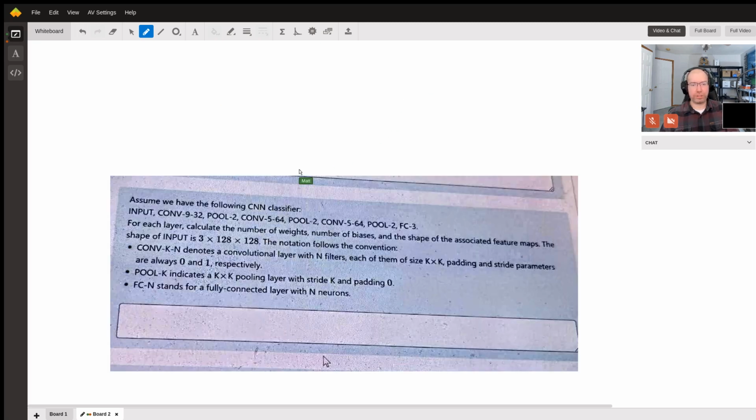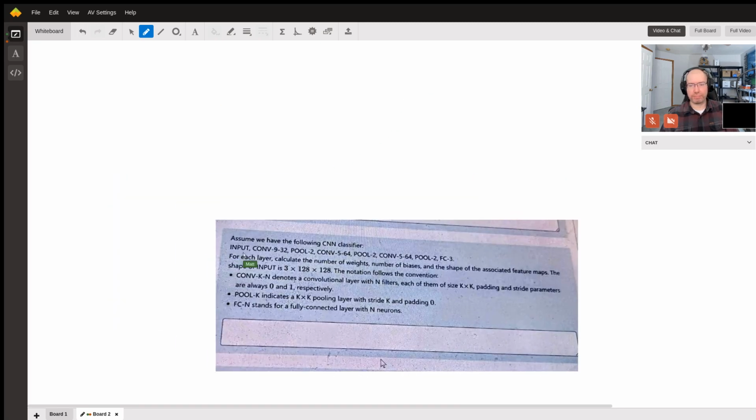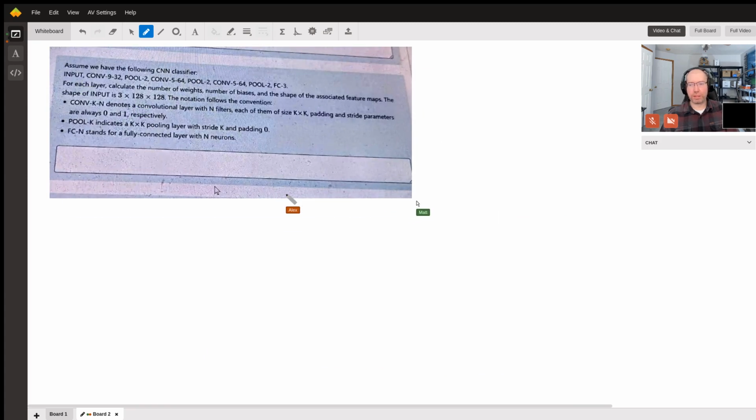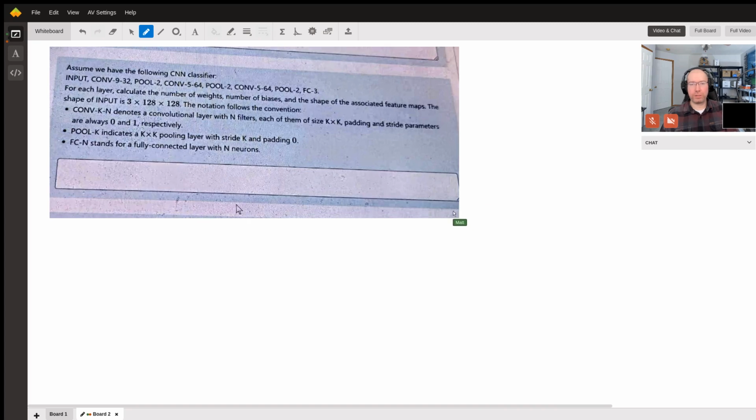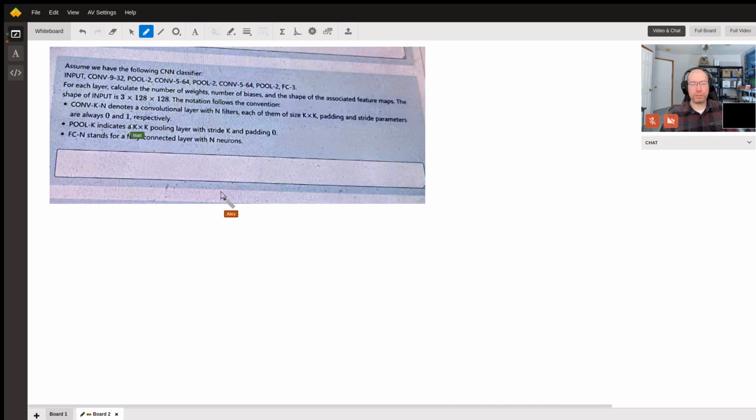All right, so here's number 6, I believe. Let's just go through and work out exactly what they're saying here. We've got another convolutional neural net here, and maybe if we just sketch it out, we have an input. I guess they don't say. Oh, okay, yeah, they do say.